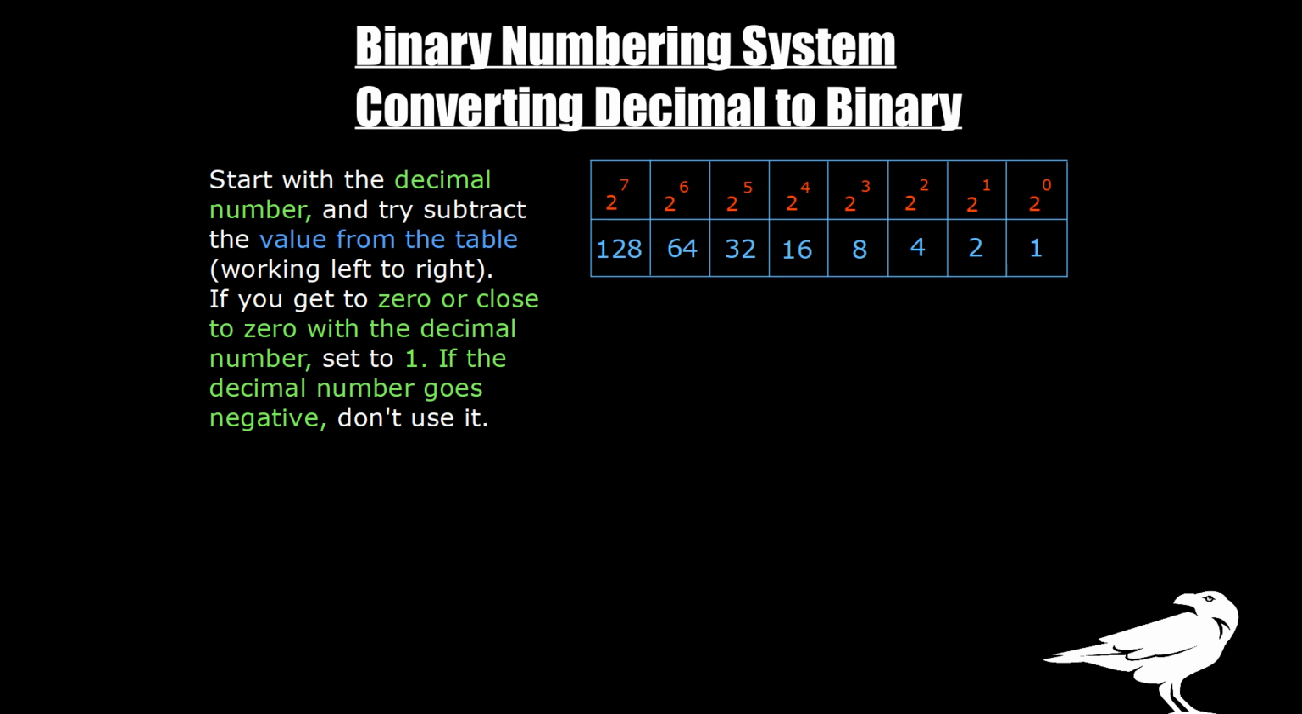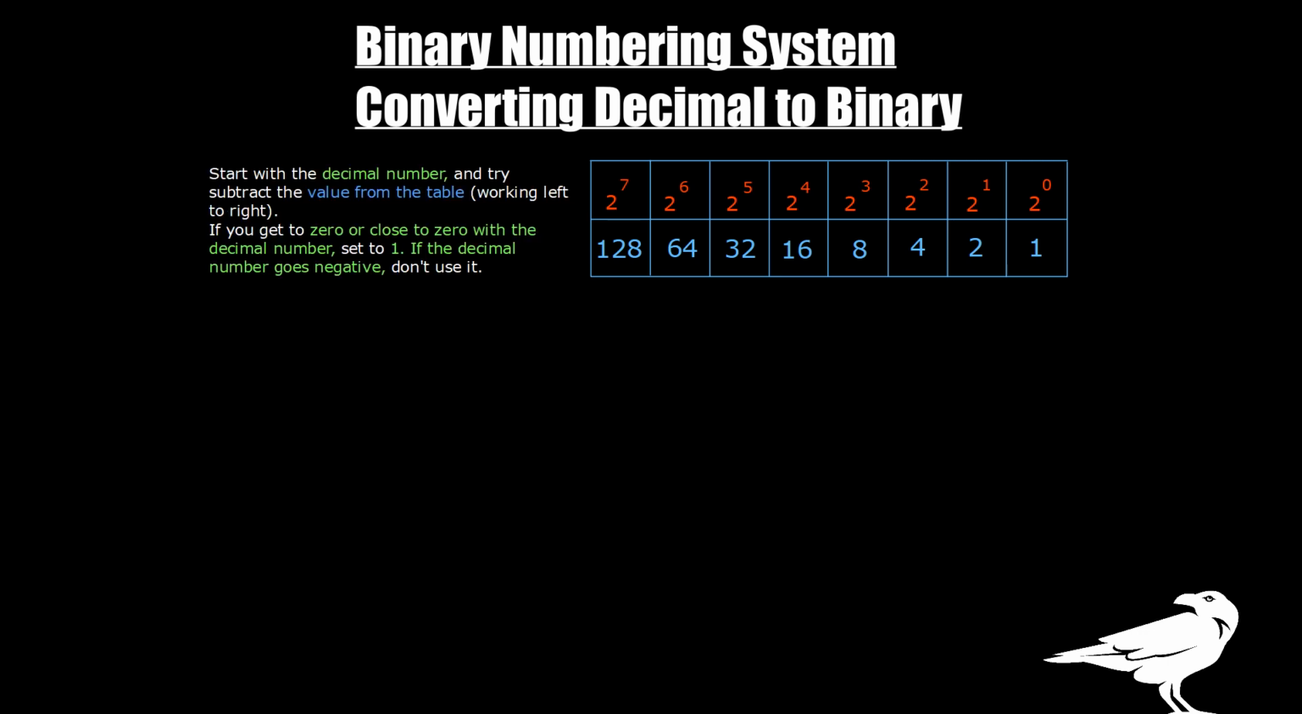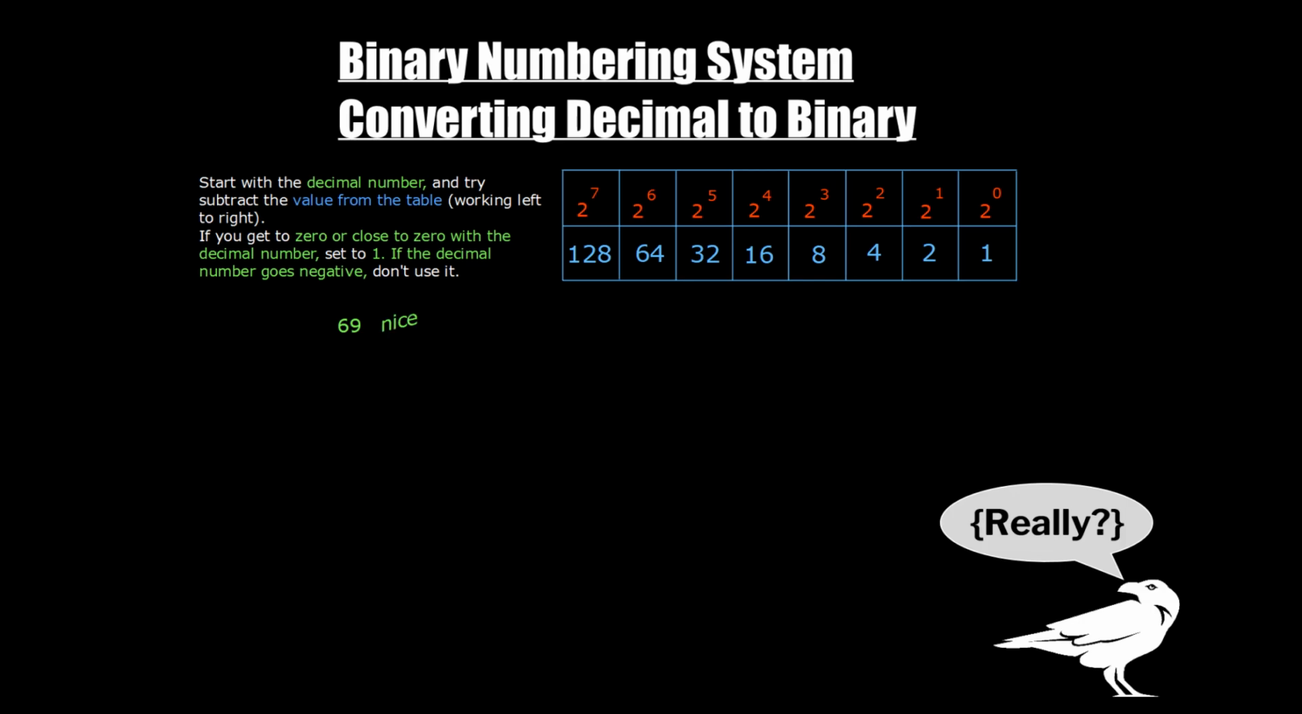I'm going to work from left to right. And if I get to 0 in decimal or close to 0, I am either correct, and that's my binary value, or I am going to get very close to 0, in which case I set that column to 1. If the decimal goes negative, I don't use the column. Sounds a bit confusing. I've never been good at explaining this method until I actually do it with you, so check it out. Let's start with 69, funny number.